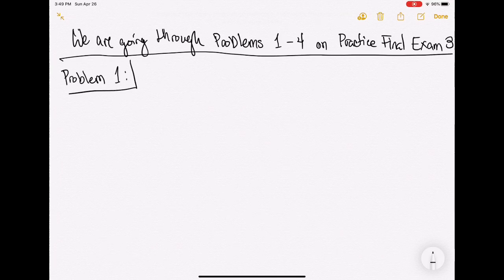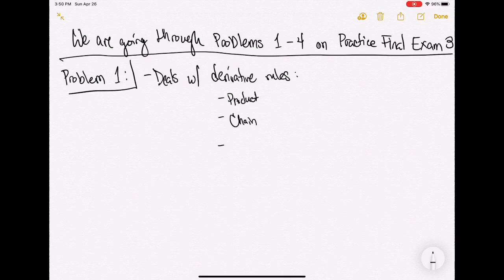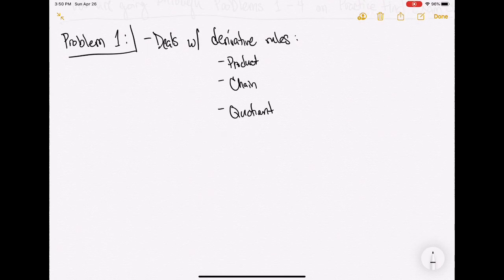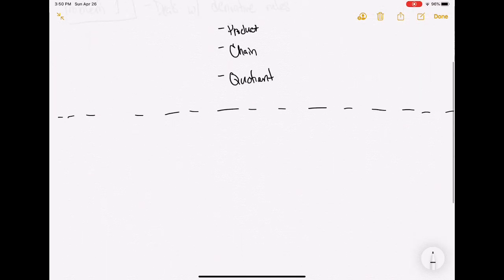Just like before, problem 1 deals with derivative rules. So product, chain, quotient, and of course the power rule if that comes up, and other ones. So let's read the problem and see if we can decide which derivative rules we're going to have to use.